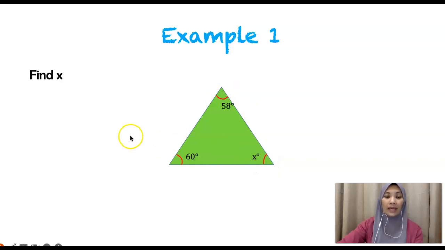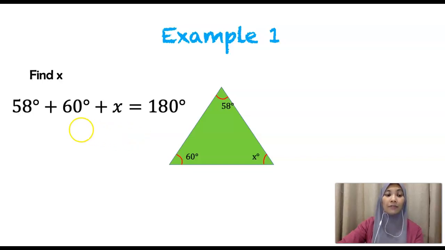So we know that the internal angles of a triangle always add up to 180 degrees. So put it into an equation. You will get 58 plus 60 plus x equals 180 degrees.